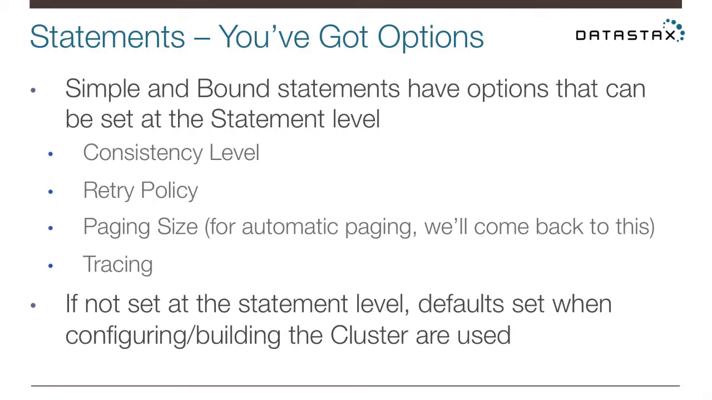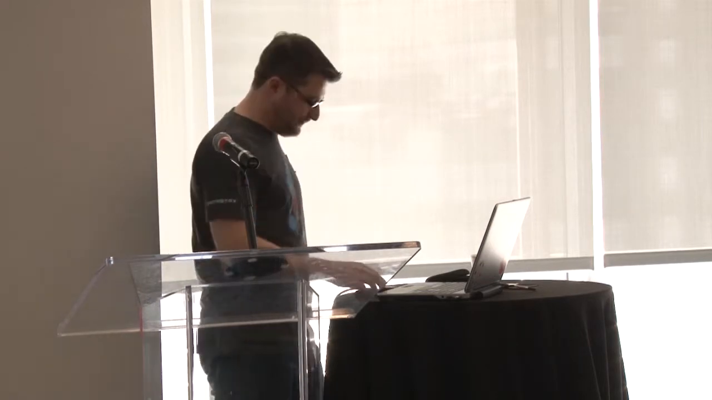So the other thing to know about statements is that you've got all kinds of options. There's a bunch of stuff that can be set on a query-by-query or statement-by-statement basis. You can set the consistency level, you can set the retry policy, you can set paging size if you're going to use automatic paging, which we'll talk about in a few minutes. You can turn on tracing so that if you want to get a query plan and see what's going on with a particular query, you can do that, and that's all available to you in the driver. And if you don't set it, it's going to fall back to some of those options that you set with the cluster builder at the beginning. So you can set defaults with that cluster builder, and it will fall back to those if you don't set them at the statement level.